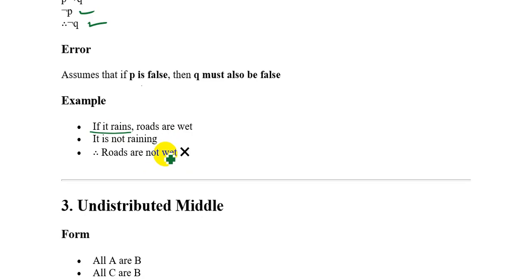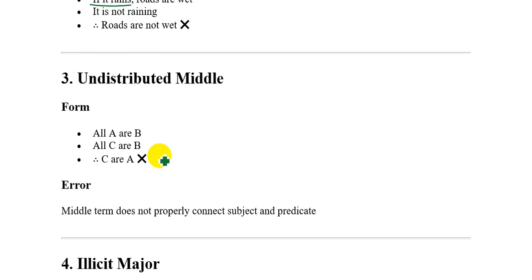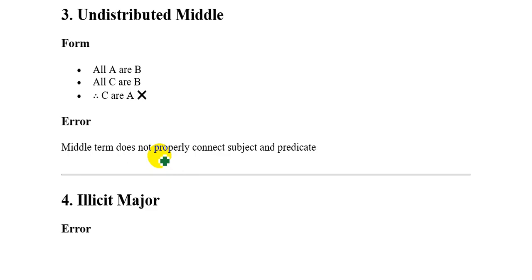Not necessary that the road will be wet only because of the rains. Undistributed middle. This is from the syllogism that we already covered. All A are B, all C are B. Therefore, can we say all C are A? No, we cannot, because of the middle term not being distributed.